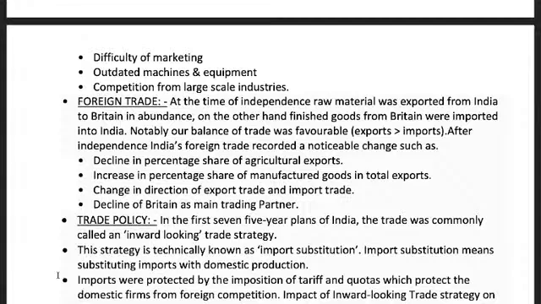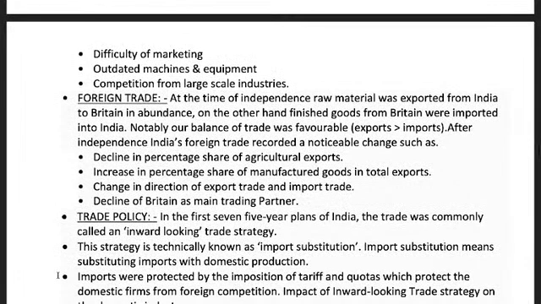At the time of independence, raw material was exported from India to Britain in abundance. On the other hand, finished goods from Britain were imported to India. Notably, our balance of trade was favorable, that is, exports greater than imports.